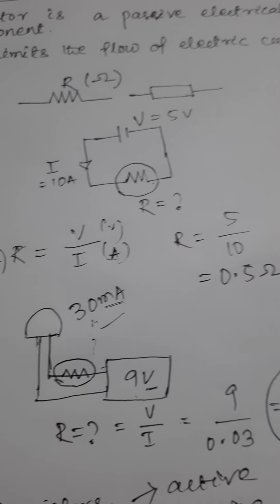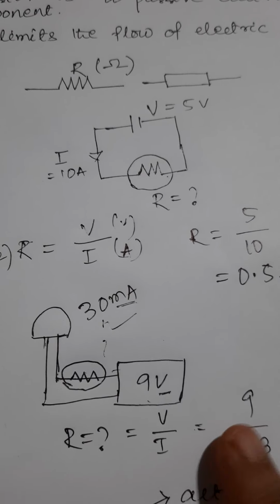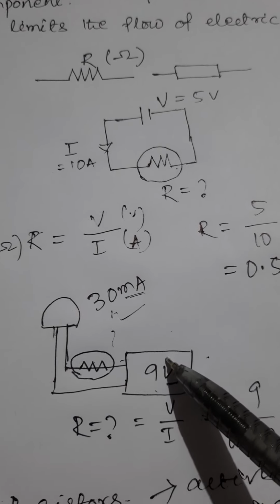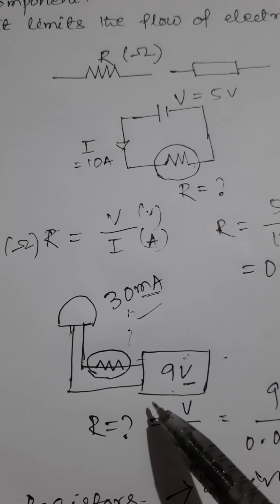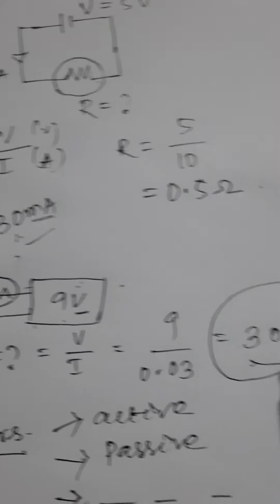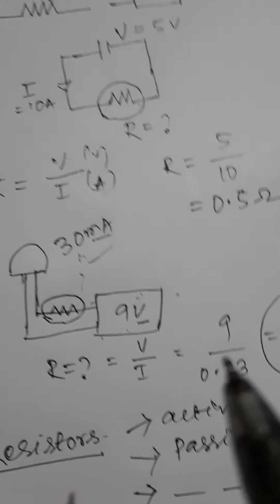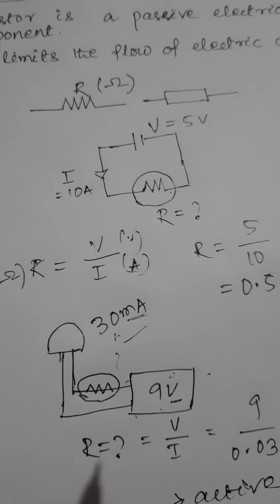So this one is the circuit. I gave a live example. If we connect a battery to glow a light of 30 milliampere, then we need a resistor of 300 ohm.